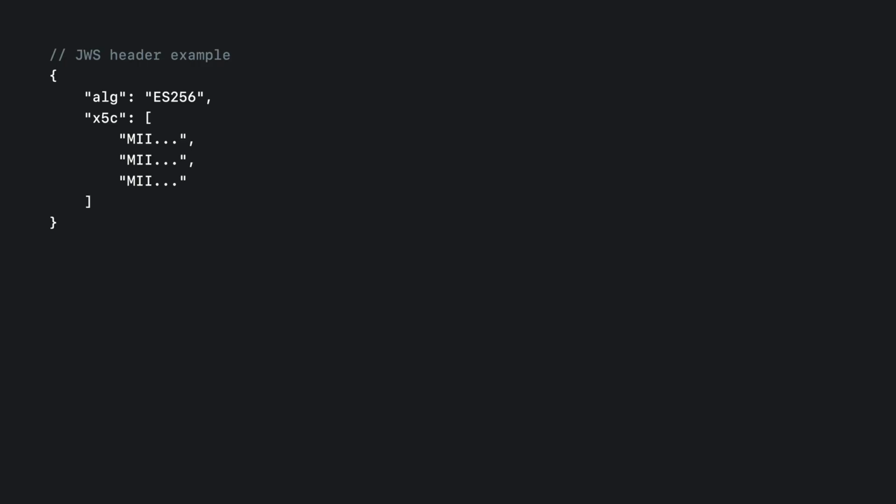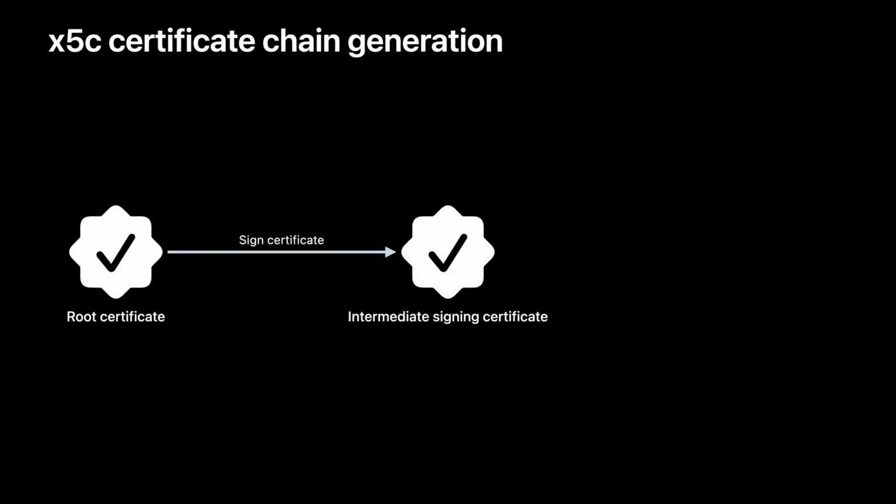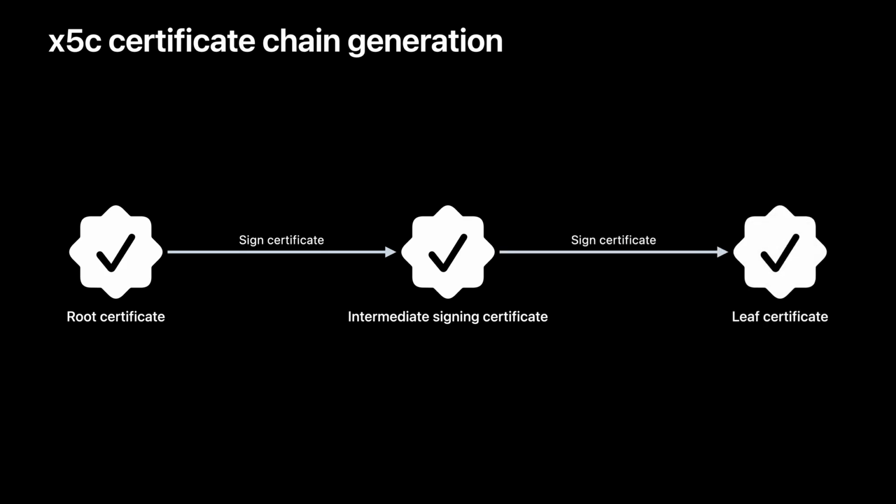Here is an example of what the header of a JWS the App Store sends may look like. First is the algorithm used to sign the JWS. Next is the X5C certificate chain with the certificates listed in order. Now let's look at what generating an X5C certificate chain looks like from a high-level overview. We start off with the root certificate from Apple Certificate Authority. Then the root certificate is used to sign the intermediate signing certificate. The intermediate signing certificate is then used to sign the leaf certificate.